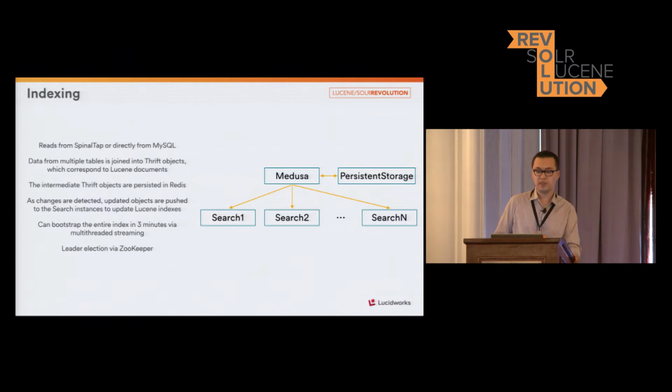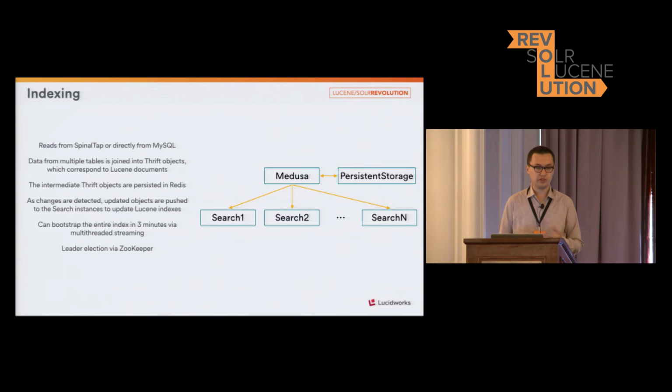To solve those problems, we developed the Medusa service. Medusa provides an intermediate content store for search objects. It can perform full data reads to bootstrap itself and get real-time data updates from sources like Spinal Tap. The data from multiple different MySQL tables is merged together into Thrift objects, which correspond to Lucene documents. These Thrift objects are persisted in a key value store that is owned by Medusa. As it gets notified about the changes by Spinal Tap, updated objects are pushed to the search instances to perform modifications of the local Lucene indices.